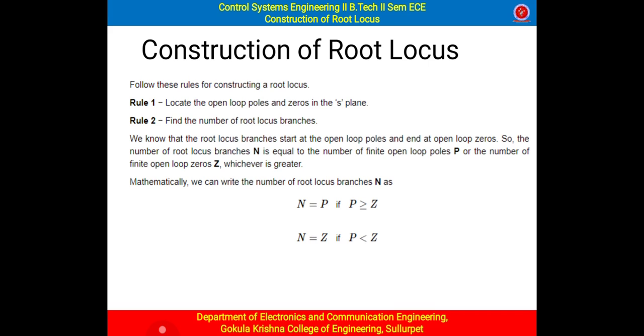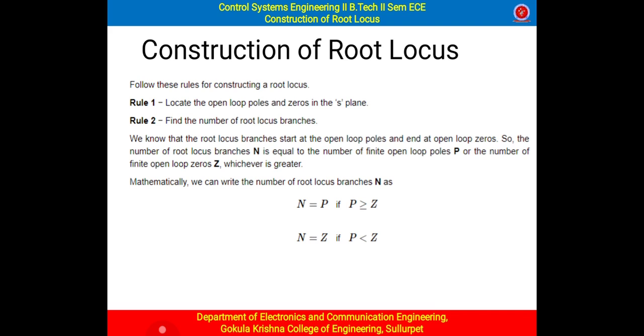See, in the previous video lecture we discussed that the root locus branches start from open loop poles and end at open loop zeros. So the number of branches indirectly depends on the number of open loop poles or zeros. For instance, if the number of poles and number of zeros are equal, in that case they start from poles and end at zeros.